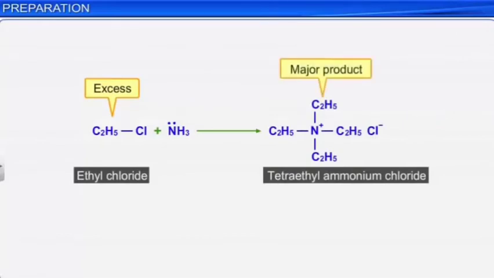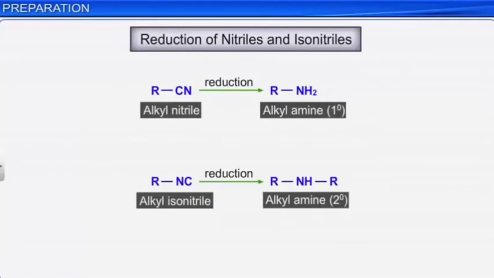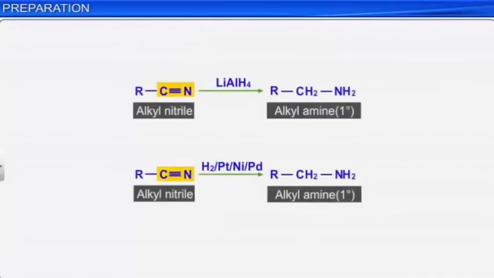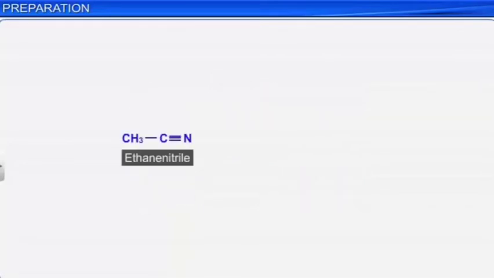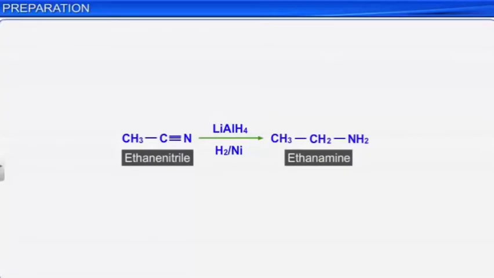Amines can also be prepared by the reduction of nitriles and isonitriles. The reduction of nitriles with lithium aluminium hydride or with hydrogen in the presence of catalysts such as platinum, nickel or palladium yields primary amines. For example, ethane nitrile on reduction with lithium aluminium hydride or catalytic reduction gives ethanamine. This reaction has synthetic importance as it is used to step up the carbon chain.